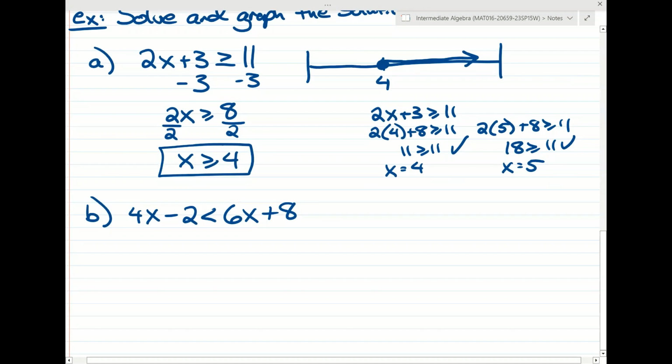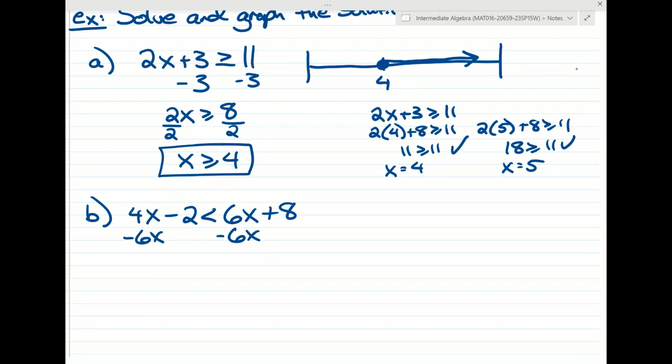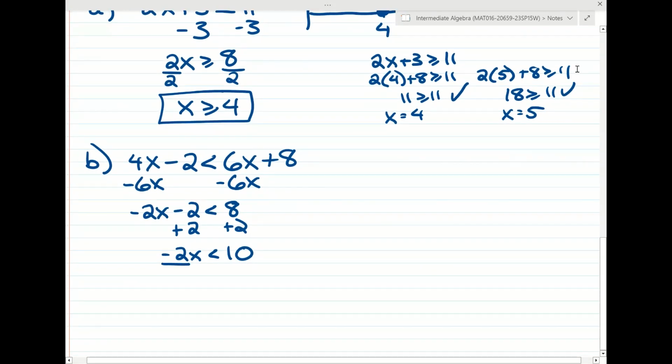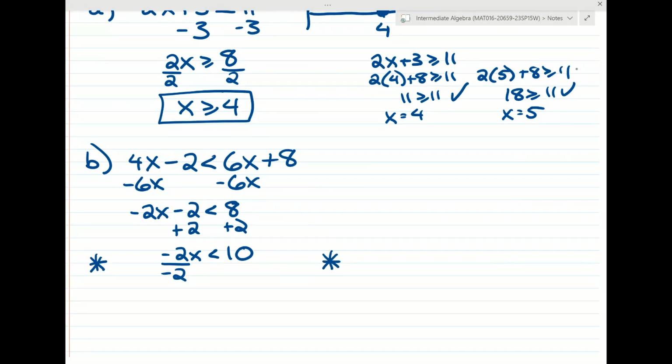All right, well, the way we solved equations was we tried to get all the variables on one side. So what I'll do is I'll subtract the 6x to get it on the left. Then add 2. And divide by negative 2. But this is one of those times that we talked about earlier, where if we're dividing across an inequality by a negative number, we have to switch the sign.